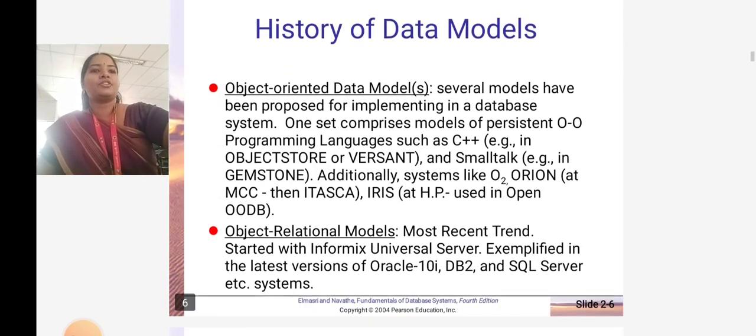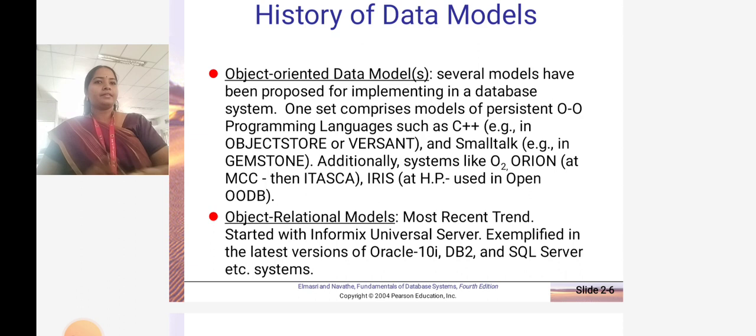Then, continuing the history of the data models, the object oriented data model and object relational data models are there. Several models have been proposed for implementing in a database system. One set comprises models of persistent object programming languages such as C++, for example ObjectStore or Versant. So what are the object relational models? Most recent trends started with Informix Universal Server, exemplified in the latest versions of Oracle 10i, DB2 and SQL Server systems, etc.